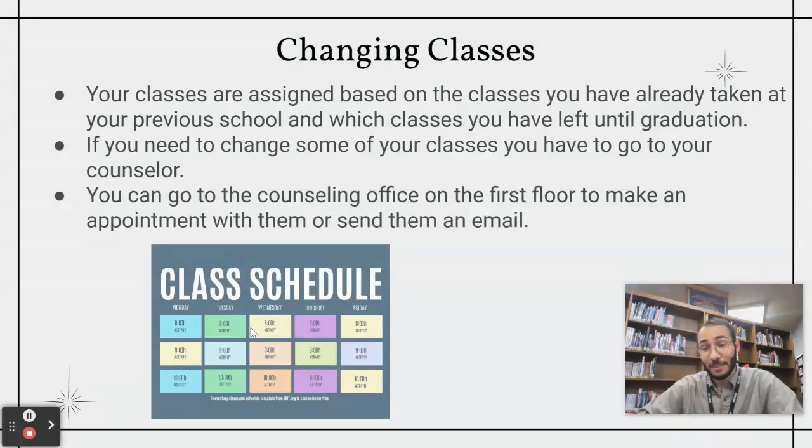All right, changing classes. So if for some reason you need to change your schedule, your classes are assigned based on the classes you've already taken at your previous school and which classes you have left until graduation. If for some reason you need to make a change to your schedule, you have to go to your guidance counselor. So you would go to the guidance office or the counseling office on the first floor of the school, and you could make an appointment with them, or you could send them an email to set up an appointment, and you'll speak with your guidance counselor to make any changes you need to your schedule.